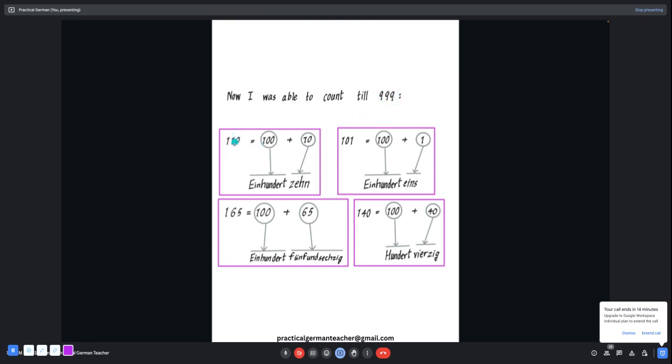How do you say 110? So you take 100 and then 10. 100 plus 10 is 110. And you say this part, hundert zehn. 101, 100 plus 1, 101. 165, for example. So you separate it into as many parts that you can speak already.